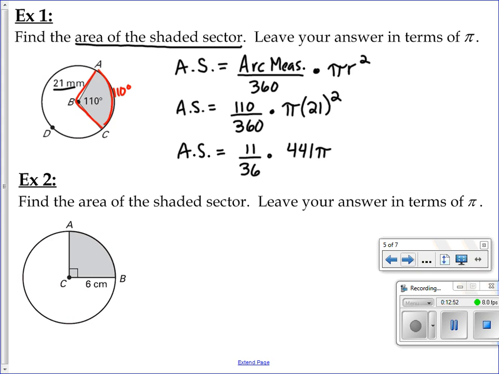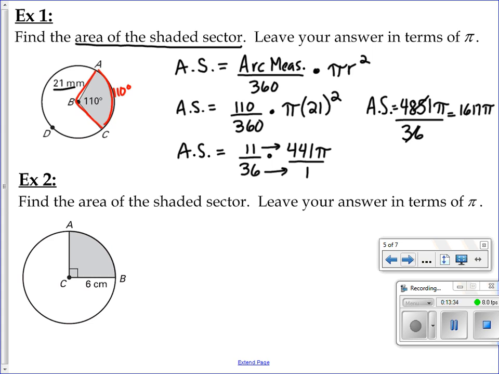And it's the same thing we've been practicing with arc length. To combine these two, put this over 1, just go straight across, and then see if you can simplify your final answer. So area of the sector will be 11 times 441, which is 4851 pi over 36 times 1, which is just 36. See if you can reduce 4851 over 36. You could take out a 3. So if you take out a 3, let's see what you're left with.